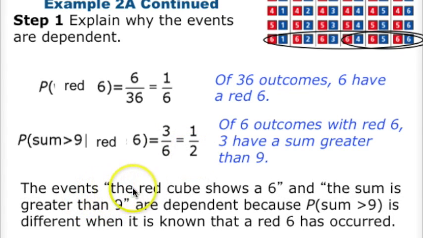The events, the red cube shows a 6, and the sum is greater than 9, are dependent because the probability that the sum is greater than 9 is different when it's known that the red 6 has occurred. If we weren't talking about just this space, there are other numbers up here that also have a sum greater than 9. So the fact that we had to pick only ones that had red 6s affected our choice. They depend on each other. They are dependent events.